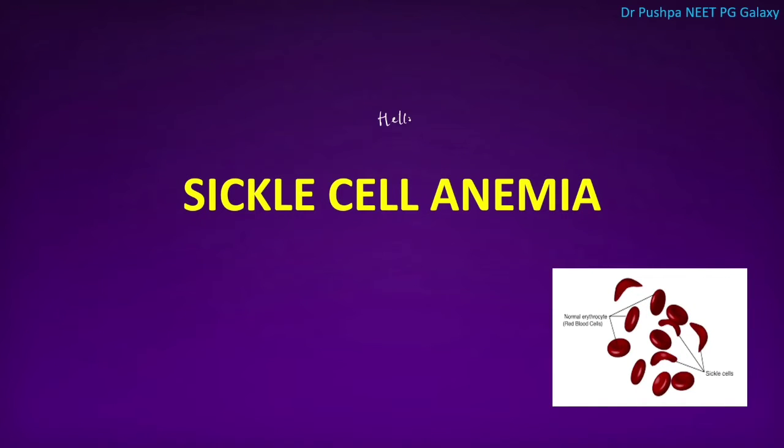Hello friends, let us discuss sickle cell anemia. Why is this called sickle cell anemia? Because in this, RBCs are sickle shaped. Briefly, we will discuss sickle cell anemia. It is an autosomal recessive disease.